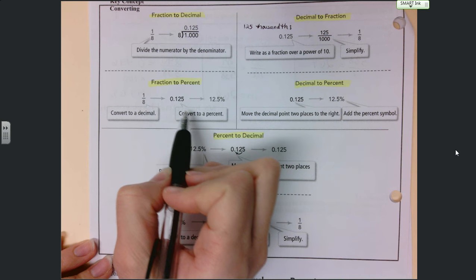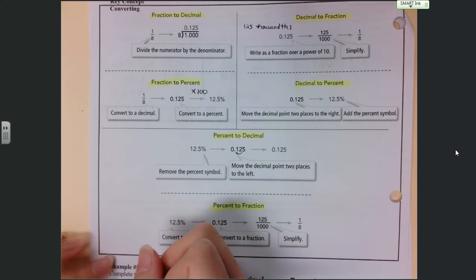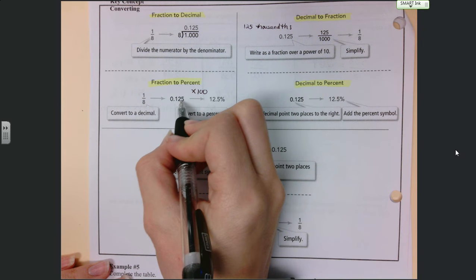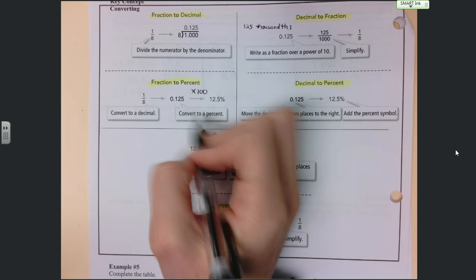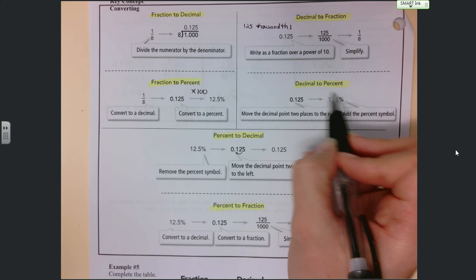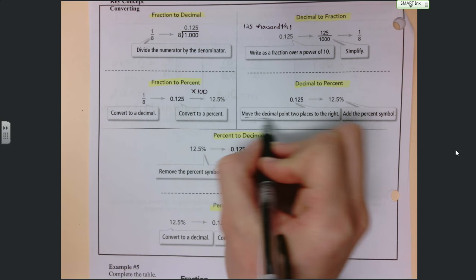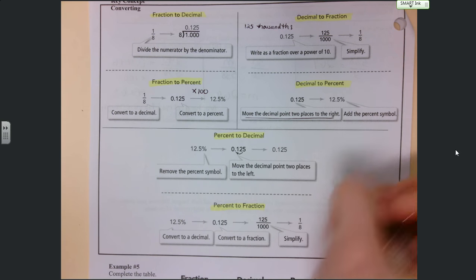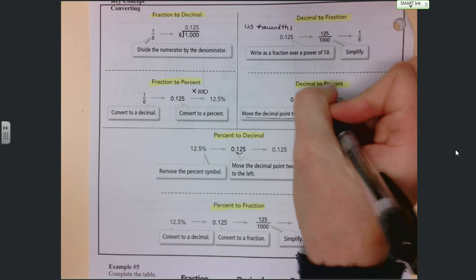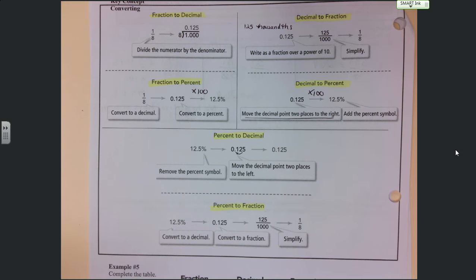To go from a fraction to a percent, you can convert it to a decimal. And then to convert to a percent, you would now multiply by 100. You're moving that decimal 2 places to the right. Decimal to a percent, again, they're giving us this shortcut here of moving the decimal 2 places to the right. What allows us to do that is to multiply by 100. And then you have to add the percent symbol on.